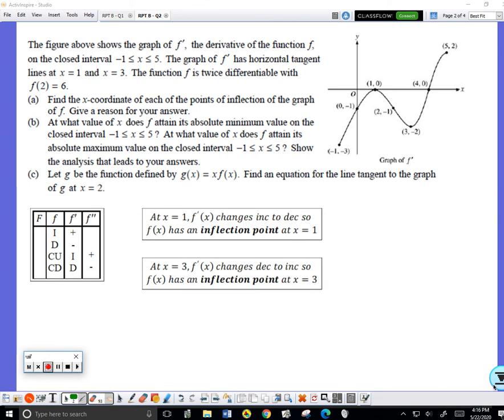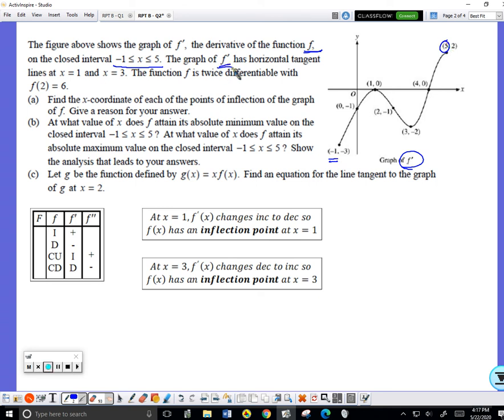Okay, the figure above shows the graph of f prime. So make sure I note this is f prime, the derivative of f on the closed interval -1 to 5. Here we go, x equal -1 to x equal 5.